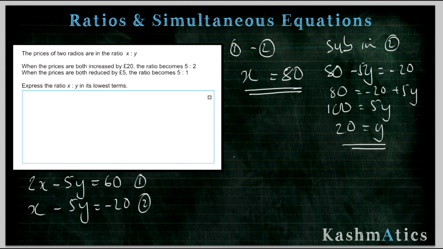The final answer we need says, write the ratio x to y in its lowest terms. So x is 80, y is 20. So 80 to 20, and I can divide them both by 20 to get 4 to 1. You can go back and check these answers if you need to. Plug in those prices, 80 and 20, increase them by £20, so you get 100 and 40, and then simplify that ratio, which does give you 5 to 2. Reduce them by £5, so you get 75 and 15, which simplifies to 5 to 1. So we know the answer is correct.